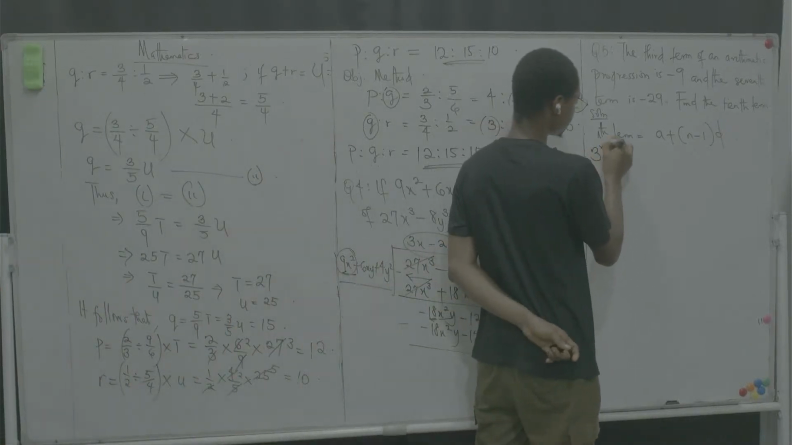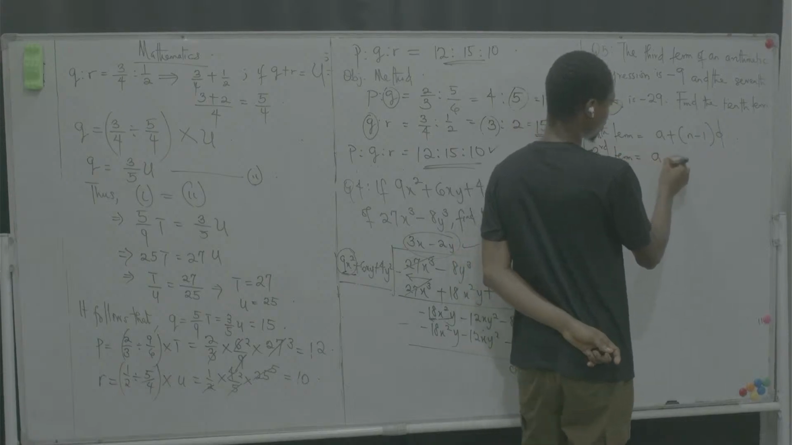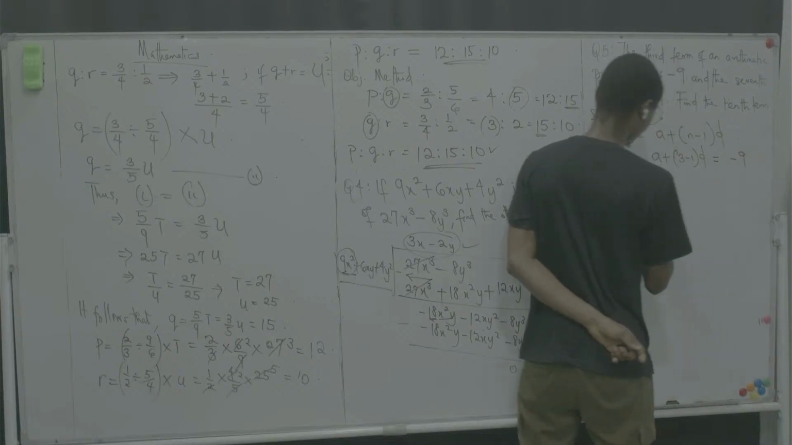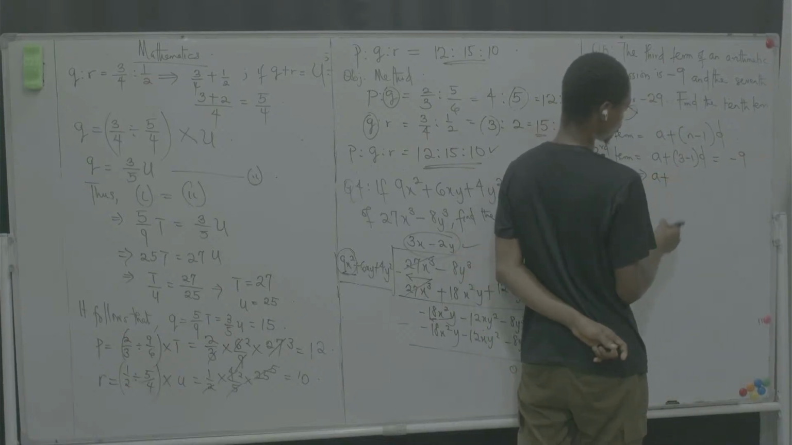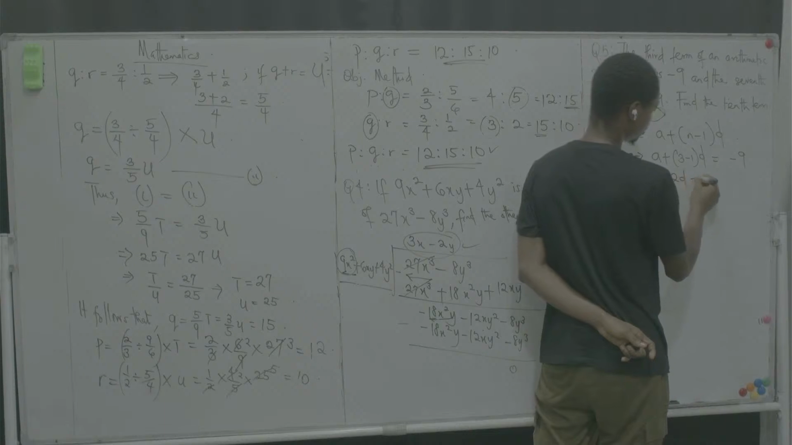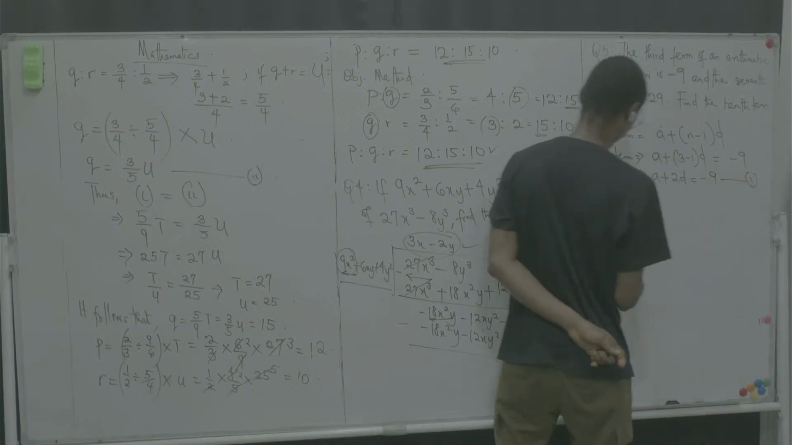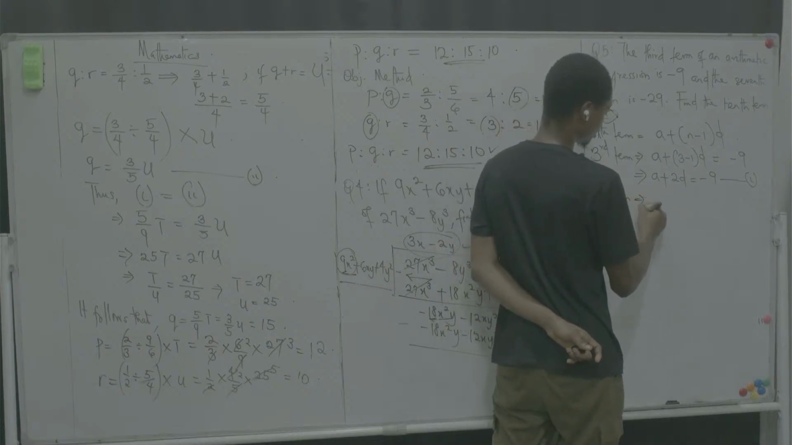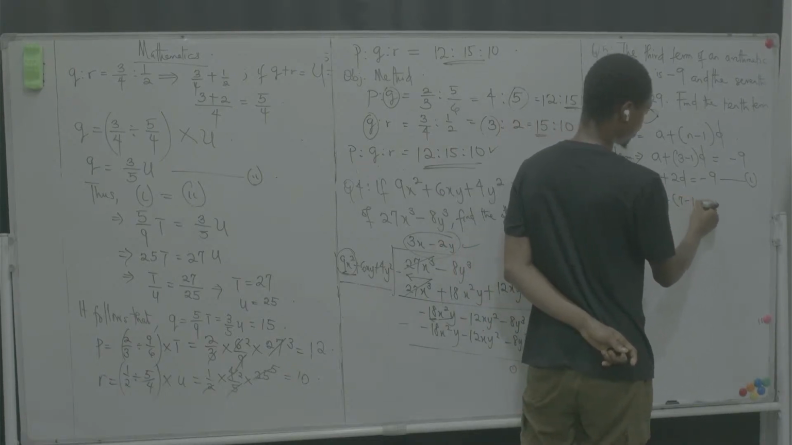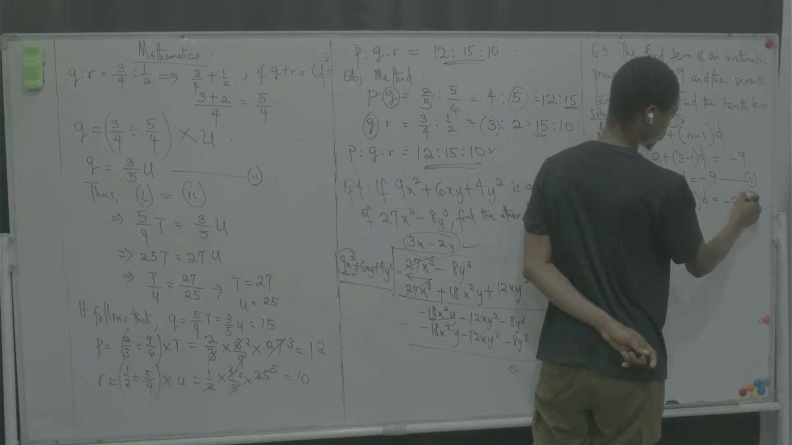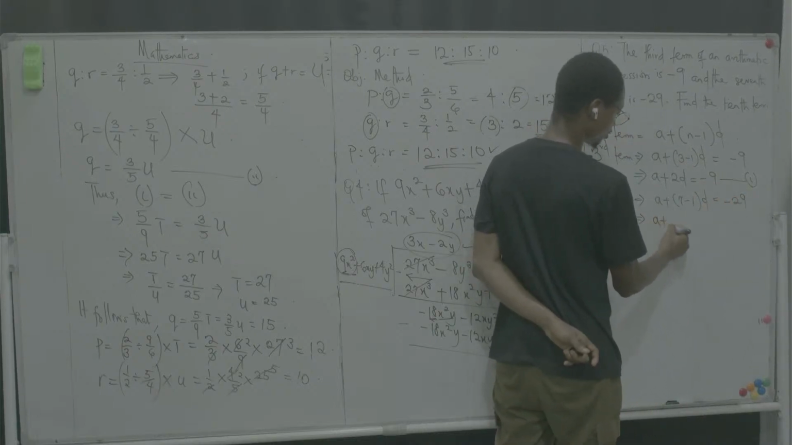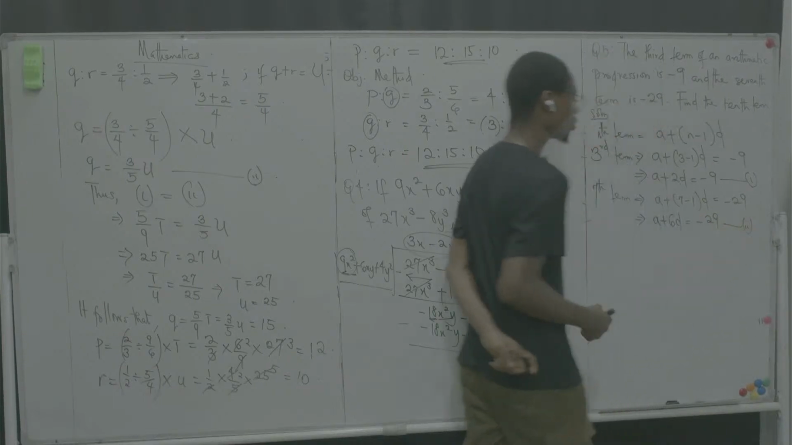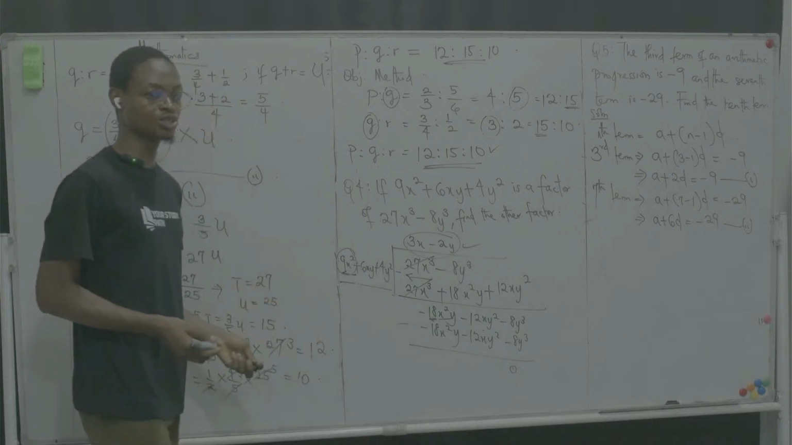For the third term, that means n is equal to 3, which means you have a plus 3 minus 1 d, and that has to be equal to minus 9. This means that a plus 2d is equal to minus 9. This is equation 1. Then your seventh term gives you a plus 7 minus 1 d, and this is going to be minus 29, which means that a plus 6d will be equal to minus 29. This is equation 2. So you now have yourself immediately a simultaneous equation.